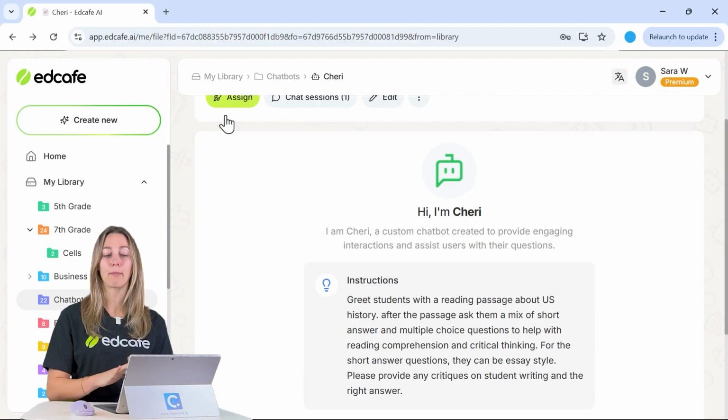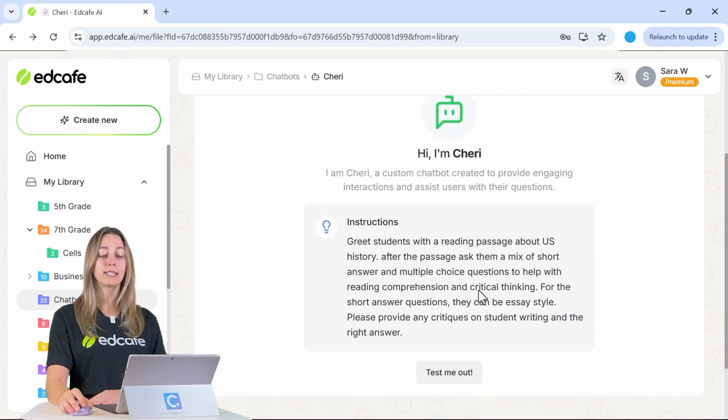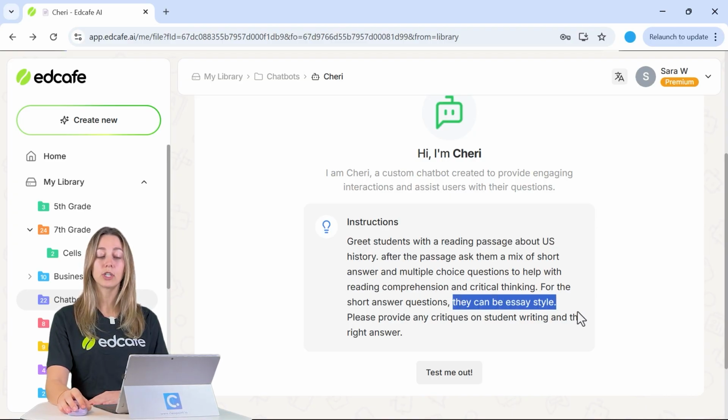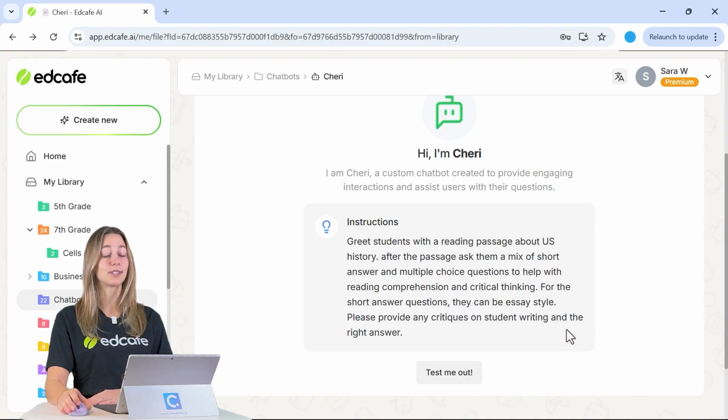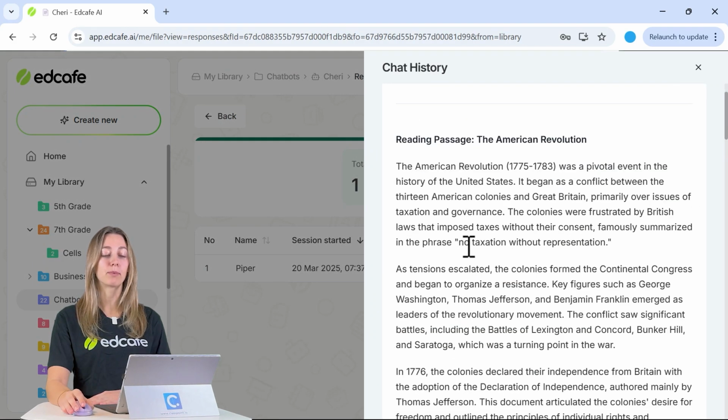And here we have a chatbot named Cherry, and it should greet students with a reading passage about US history. From there, we want to ask a mix of short answer and multiple choice questions to help with that reading comprehension and critical thinking skills. So for the short answer questions, they can be essay style, so that way students are practicing their writing skills as well. So here in our chat sessions, we can take a look at Piper's chat.